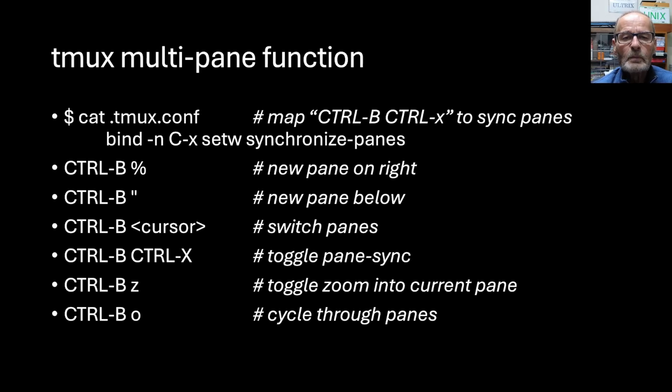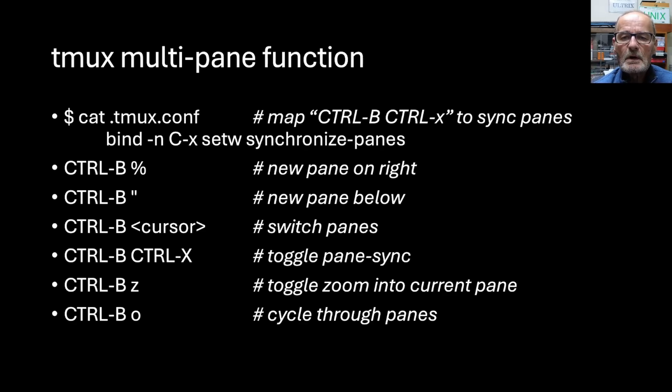To create the multiple panes, you use Control B % and Control B double quotes to open panes to the right or beneath the current pane. Switching between the panes, you use the cursor keys, but preceded by Control B. So Control B down arrow takes you to the pane below, etc., etc. To lock the panes together, so when you type a command in, it runs on all four panes, you type Control B, Control X, and then to switch back to a single pane, Control B, Control X again.